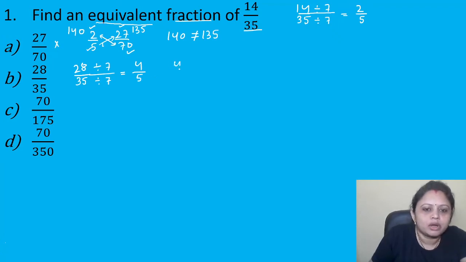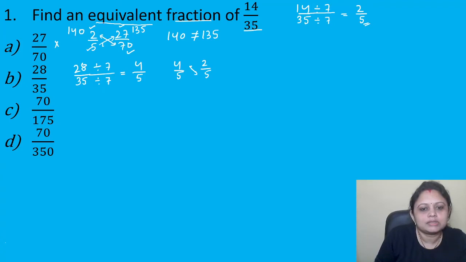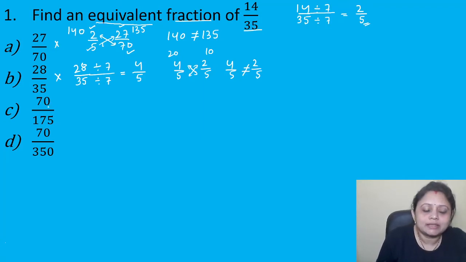Now we have to compare 4 by 5 and 2 by 5. According to the rule, we should cross multiply and find the value. So 4 into 5 is 20, 5 into 2 is 10. So it will not be the answer. Only by looking at this also you can say that 4 by 5 and 2 by 5 are not equal. Right? Yes. Coming to the third option, 70 by 175.